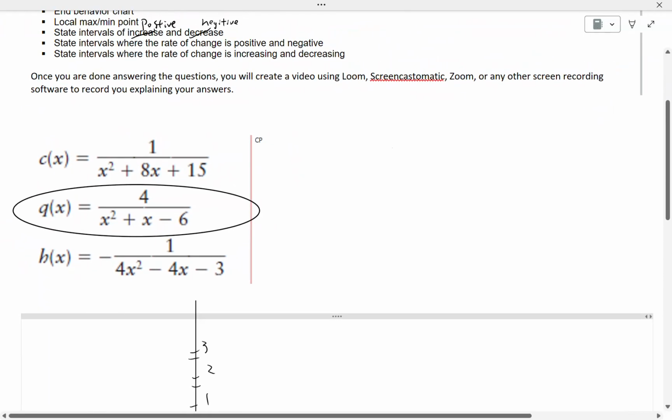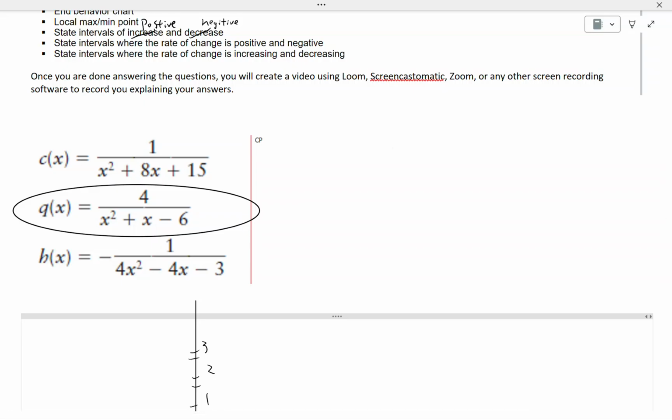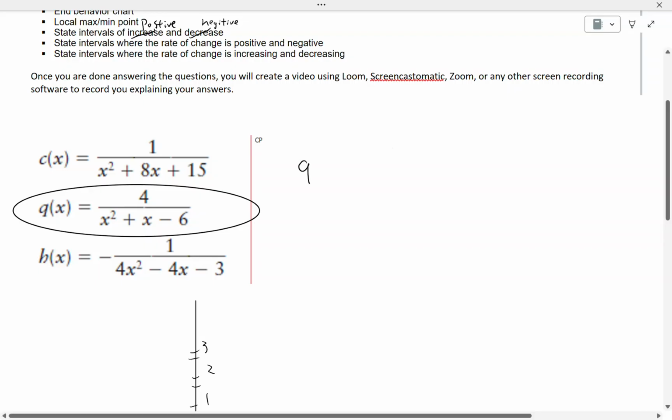So first, the equation I did is the second one, q of x equals 4 divided by x squared plus x minus 6. So the first thing I did was to factor this equation into factored form. So I'm just going to rewrite this 4.